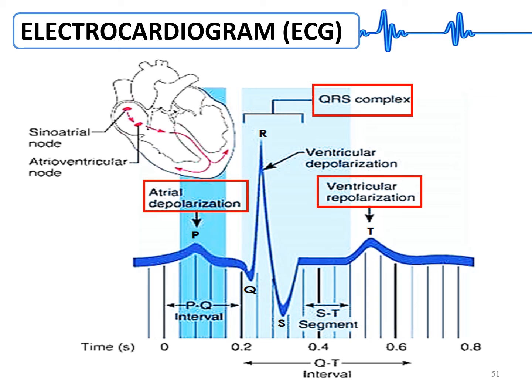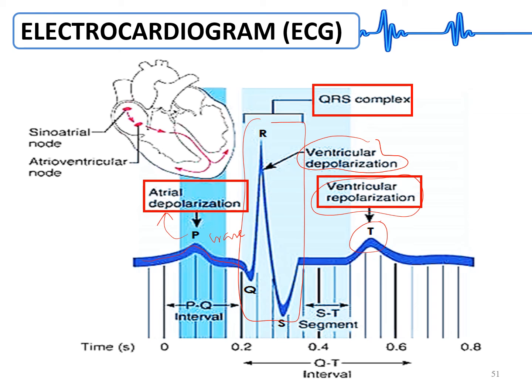If we relate the cardiac cycle and the ECG, in the ECG there are three things that you need to memorize: the P wave, the QRS complex, and then the T wave. The P wave is associated with the depolarization of the atria. Then the QRS complex is associated with ventricular depolarization, and the T wave is associated with ventricular repolarization.